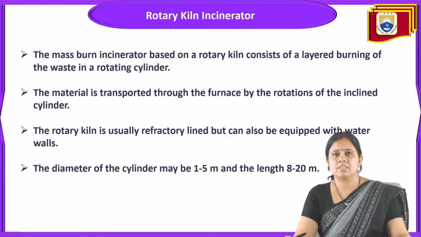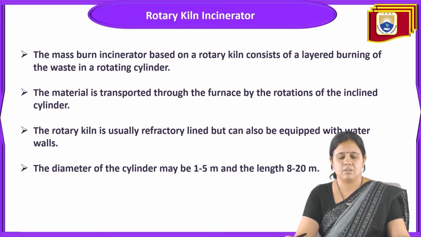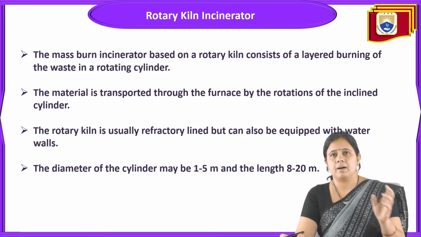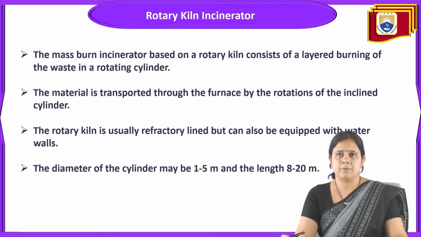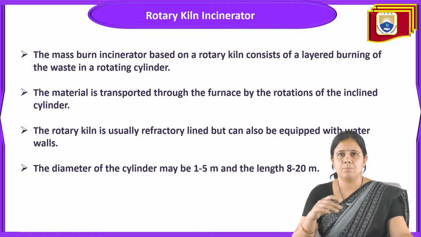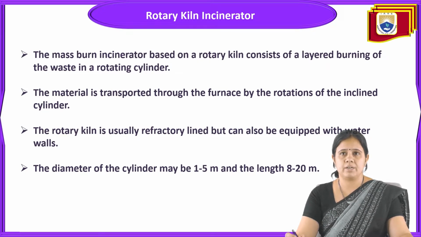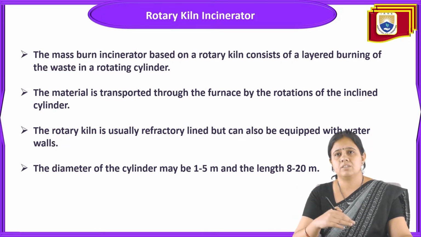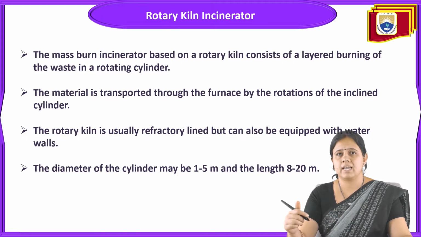The next type of incinerator is the rotary kiln incinerator. This is also a mass burn incinerator, based on a rotary kiln, and consists of layer burning of the waste in a rotating cylinder. In the rotating cylinder, some moving grates are there for the layer burning of waste. The material is transported through the furnace by the rotation of the inclined cylinder.